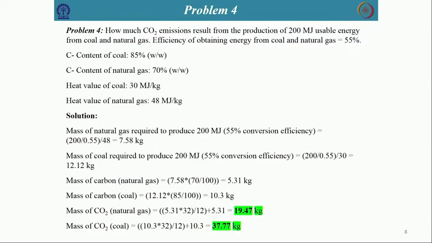Coming to the fourth problem, it says how much amount of CO2 emissions will result from the production of 200 megajoule of usable energy from coal and natural gas. Efficiency of obtaining energy from coal and natural gas is given as 55% and the carbon content of coal is 85%, carbon content of natural gas is 70%, heat value of coal is 30 megajoule per kg, heat value of natural gas is given as 48 megajoule per kg. So, first we need to calculate the mass of coal and natural gas required to produce 200 megajoule of energy.